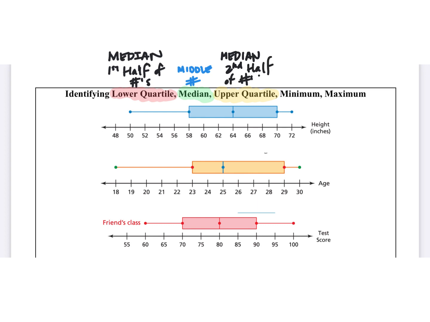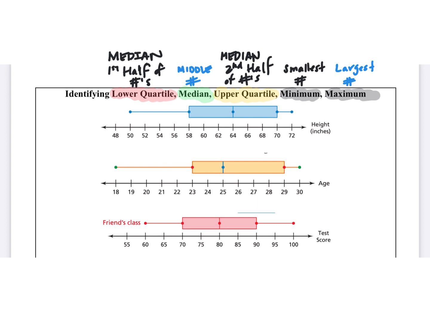All right. You should be writing these things down as we go just so that you have a good working knowledge of it. Minimum is, again, if you looked at your vocabulary, the smallest number in the data set. And maximum would be the largest number in the data set. All right, we'll go through a few of these notes and make sure that you're copying down as we go.